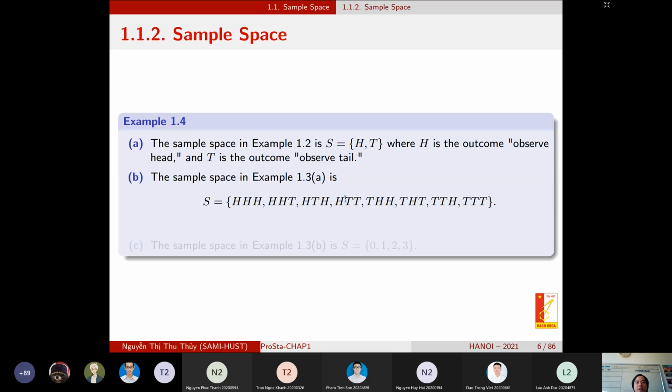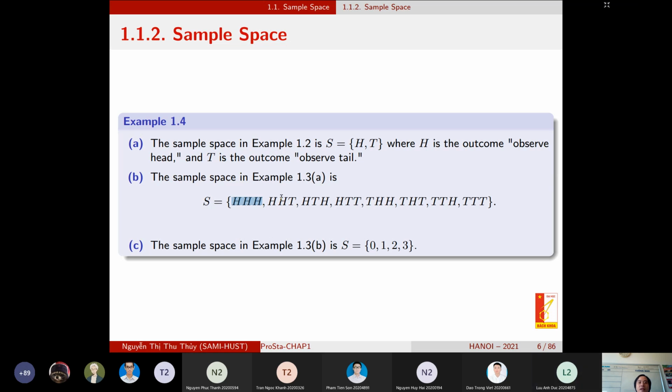In example 1.3, we flip a coin 3 times. So what is the sample space in this experiment? We denote it by S. Can anyone explain what H here means? It means if you flip 3 times, we get 3 heads, I mean each time we get head.